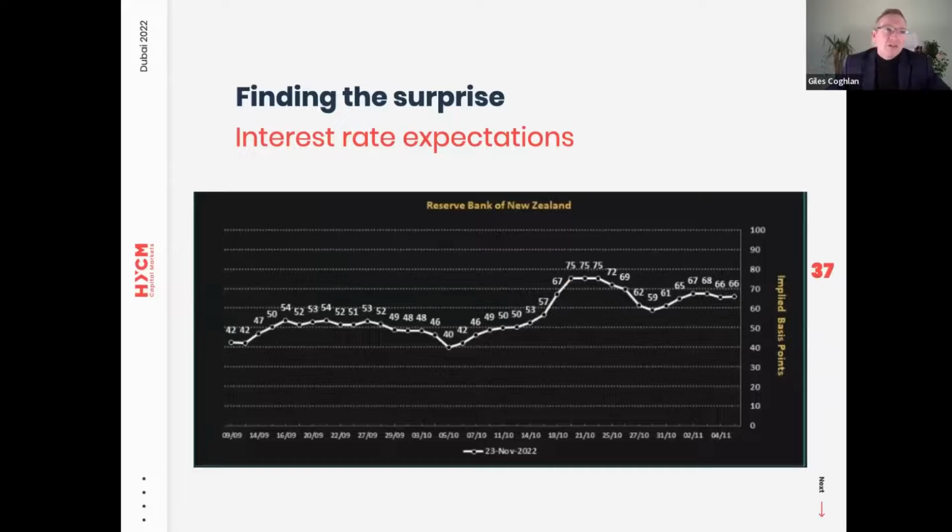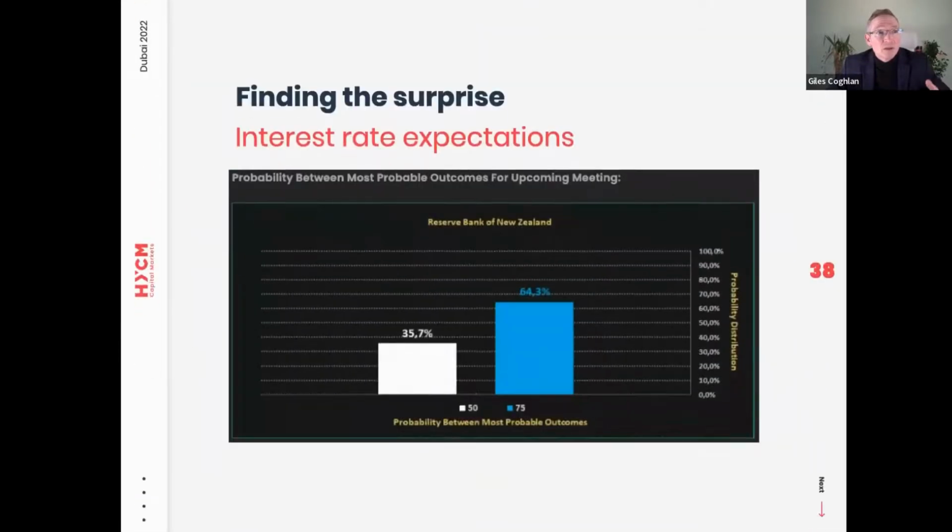We then have the RBNZ expected, this is courtesy of Financial Source, these implied interest rate curves, are expected to hike interest rates by 66 basis points. So we work out the probability and we see that there's now a 64% chance of a 75 basis point rate hike. So what does that tell me? It tells me this: if the Reserve Bank of New Zealand only hike by 50 basis points, there is a market pricing that has to adjust, because 64% probability was seen for an interest rate hike of 75 basis points. It didn't happen.